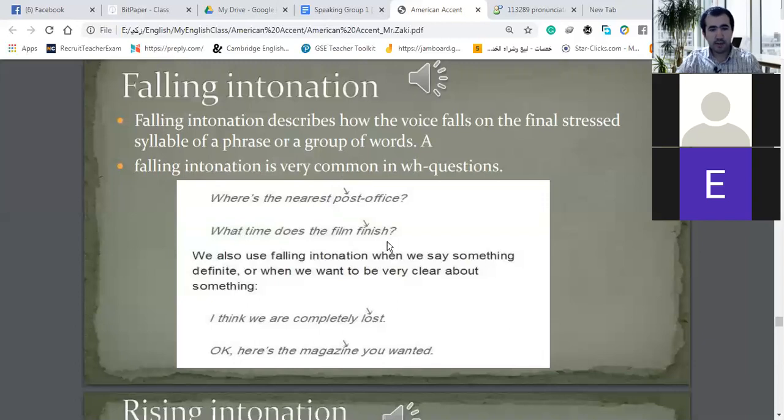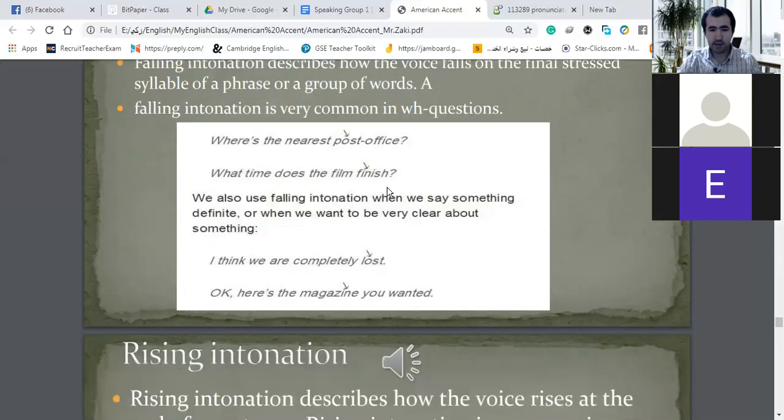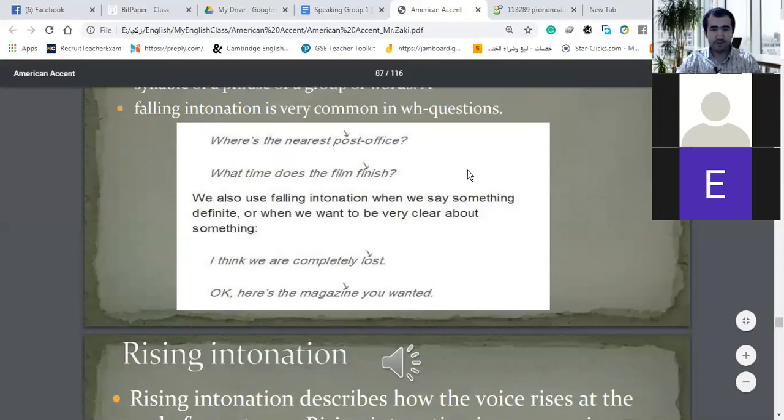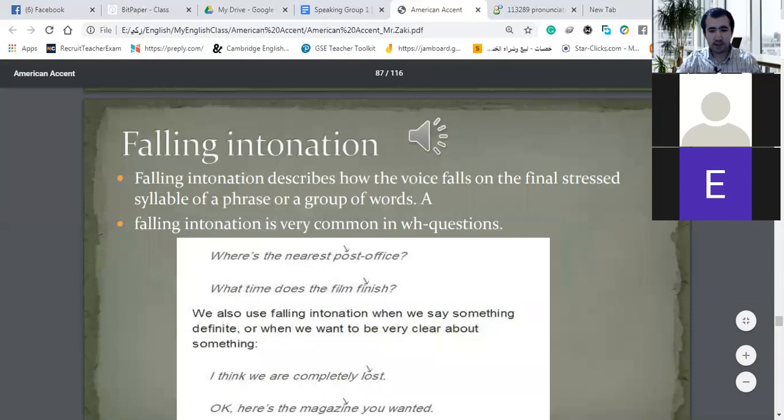What time does a film finish? Film does have a higher intonation. Finish has falling intonation, okay? We also use falling intonation when we say something definite or we want to be very clear about something. I think we are completely lost. Okay, here's the magazine you wanted. So, post, finish, lost, magazine are falling. These words have falling intonation.